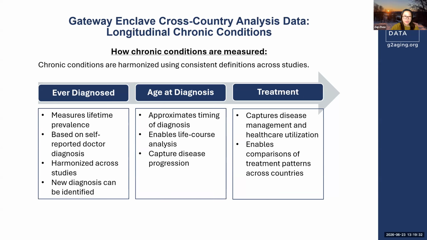Third, for selected chronic conditions, we include information on treatment status, such as whether the respondent is receiving treatment or taking medication. These measures allow researchers to examine disease management, healthcare utilization, and differences in treatment patterns across countries. In summary, these measures provide a more complete picture of chronic disease occurrence, timing, and also management.